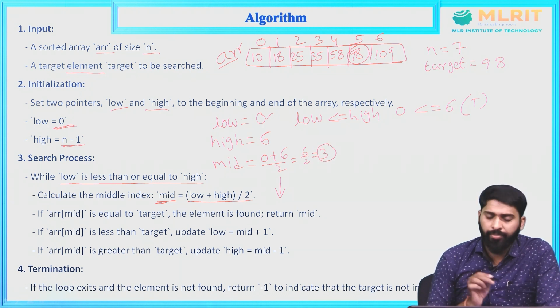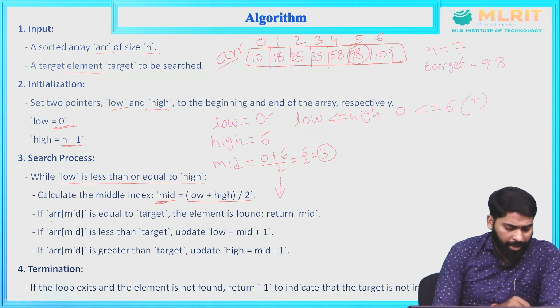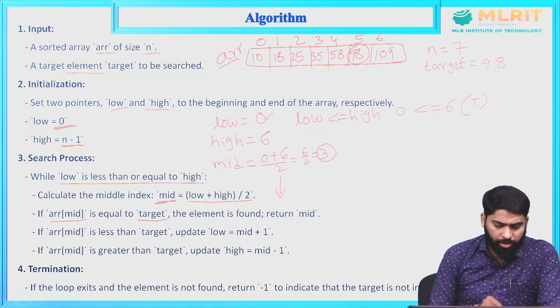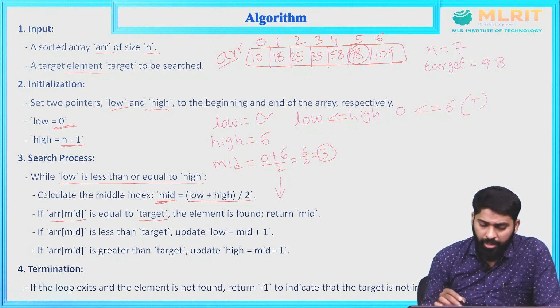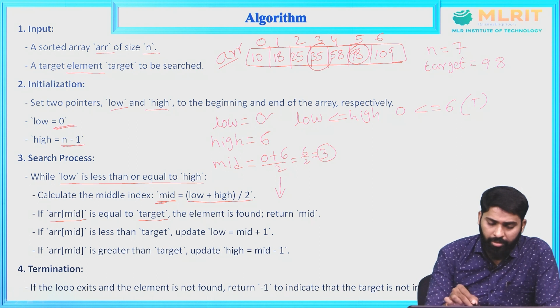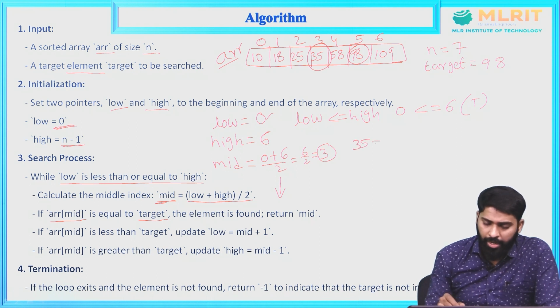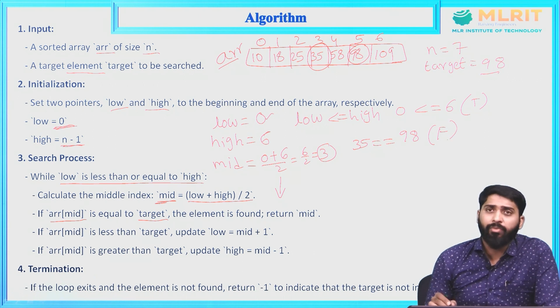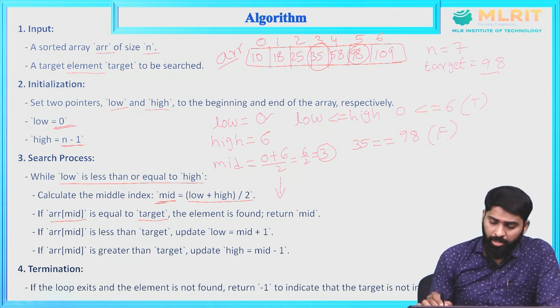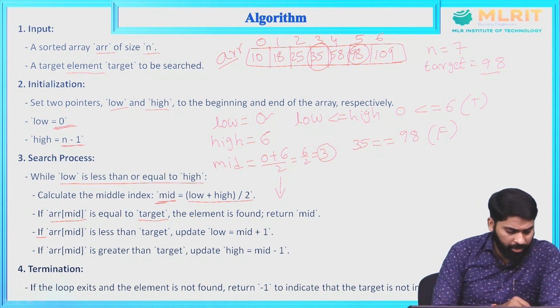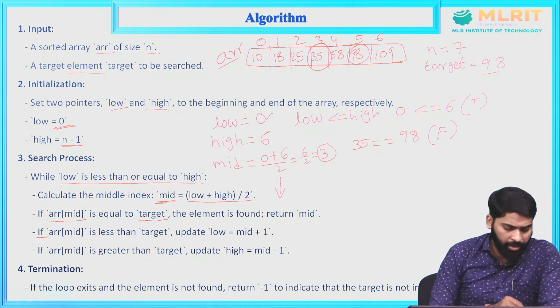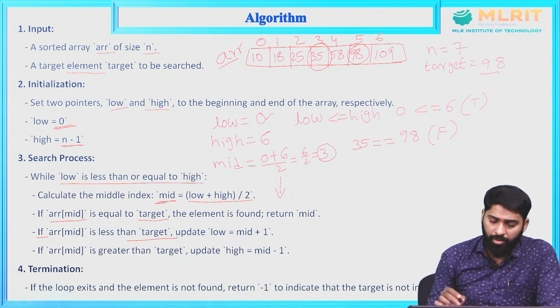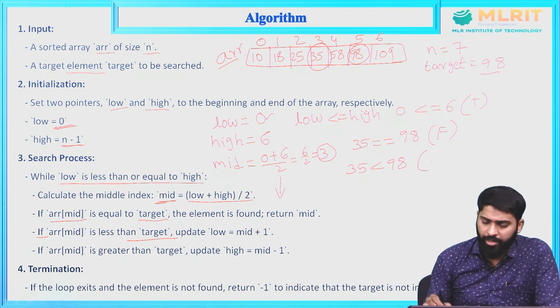Now the mid is 3. Now compare: is A of mid equal to target? What is A of mid here? A of mid is 35. Is 35 equal to target? What is target? 98. So 35 equals target is false. If it were true, then we would return the mid value. This is false, so again we check another condition: if A of mid is less than target. What is A of mid? 35 less than 98. Yes, true.